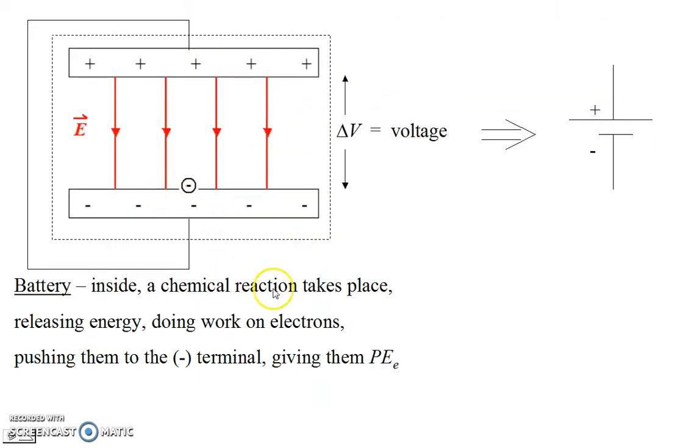So here we have our electron, which is held against its will by the negative terminal, and it's released here to go into the circuit, flowing around this way, and once it gets back in the battery does work on it again, and it flows round and round.